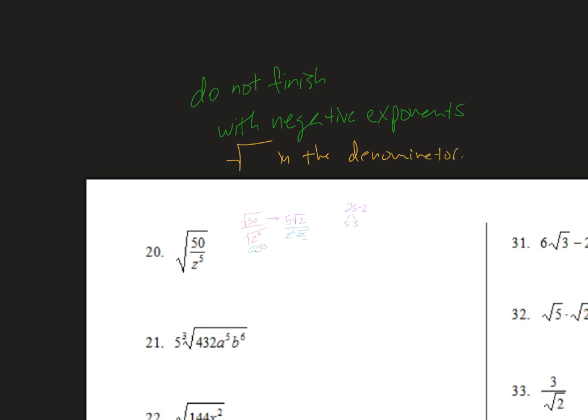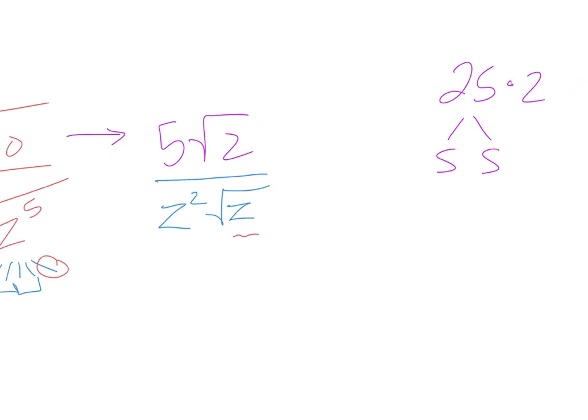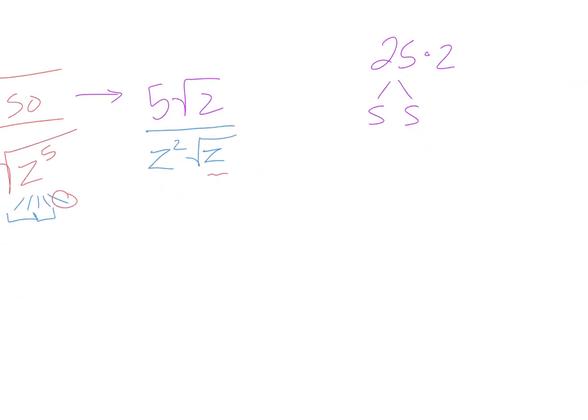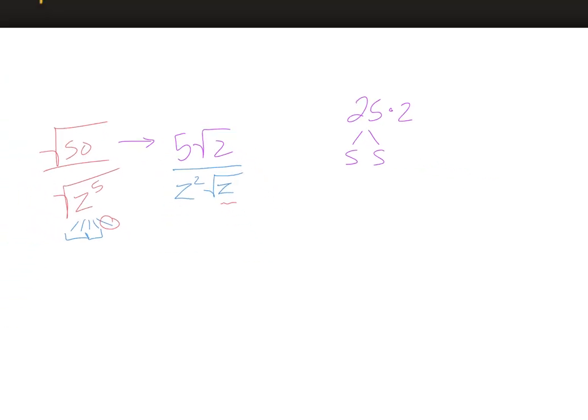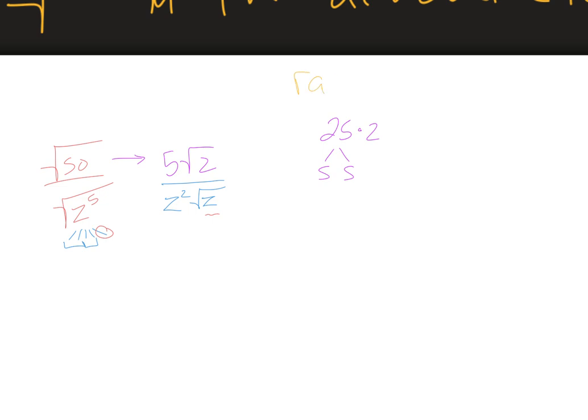Okay, so we have a radical in the denominator. So what we're going to do is rationalize this. That's a word, obviously, rationalize. What that is going to do is we are going to multiply this fraction by the square root of z over the square root of z.